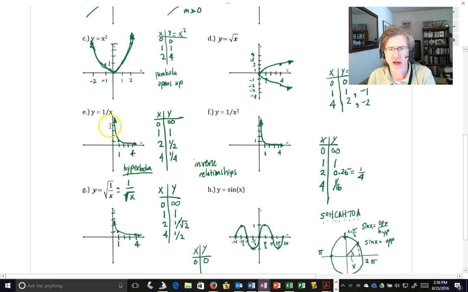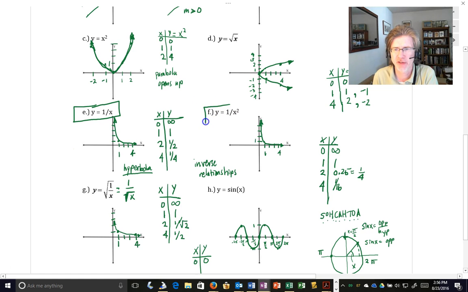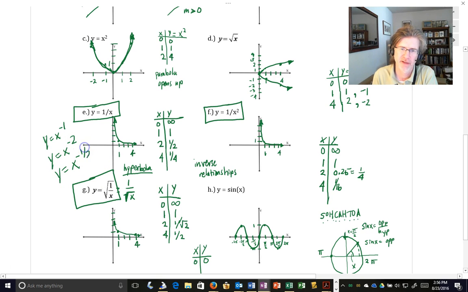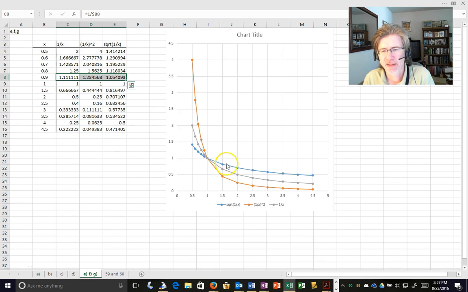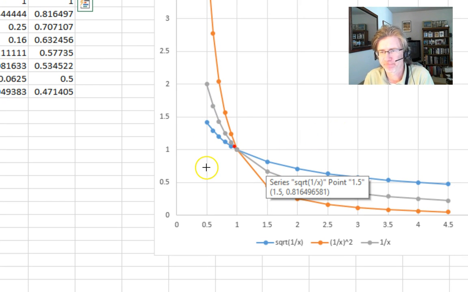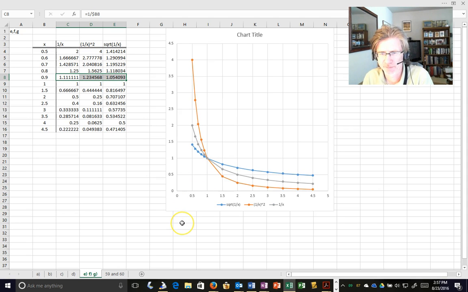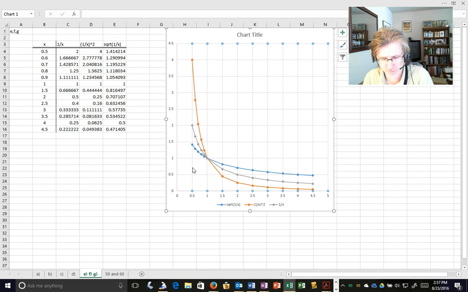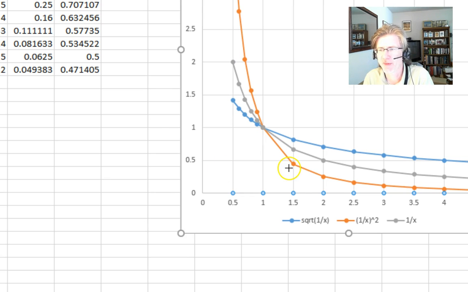Now part E. I wanted to do a comparison between y equals 1 over x, y equals 1 over x squared, and y equals 1 over the square root of x. You'll notice that they're all what we'd call negative powers of x. This is y equals x to the -1. This is y equals x to the -2. And this is y equals x to the -1/2. Those all have a similar shape, and if we do those in Excel, let me just zoom in here a little bit.